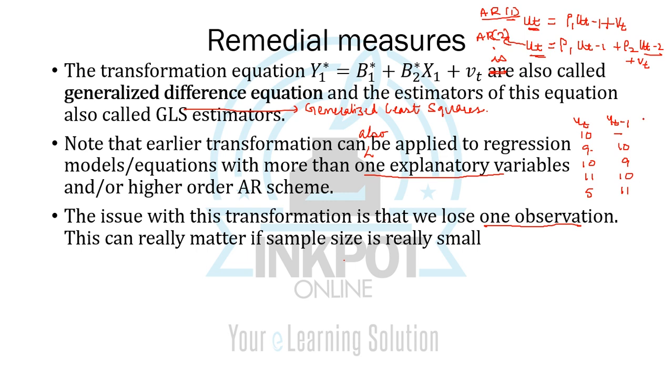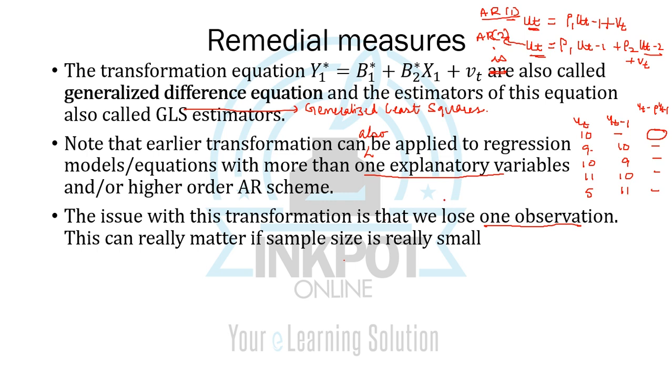If I take a first difference, let's create a new column over here and write yt minus rho times yt minus 1. The first observation will be actually nothing. It won't be 0, it will be totally blank. But for the remaining ones we can fill them. So in a way we are losing one observation. This can really matter if your sample size is really small, because then your results might not be very reliable.